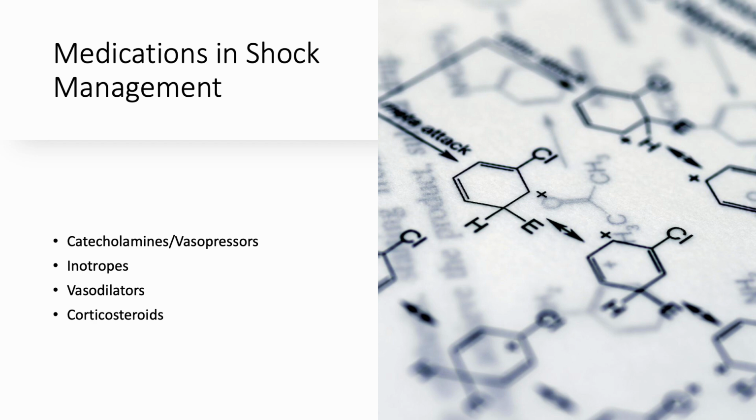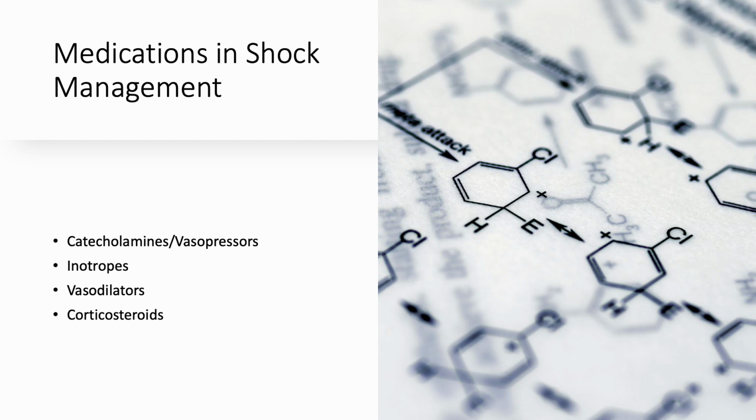In shock management, medications play a critical role in stabilizing the patient's hemodynamic status. Here's an explanation of the categories on this slide. Catecholamines and vasopressors are medications such as norepinephrine or epinephrine, which increase blood pressure by causing vasoconstriction, which then raises your systemic vascular resistance and improves blood flow to vital organs. They are essential in managing septic shock or hypovolemic shock when blood pressure remains low despite fluid resuscitation.